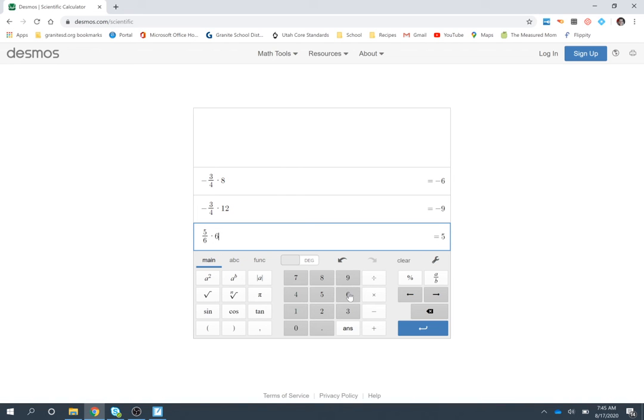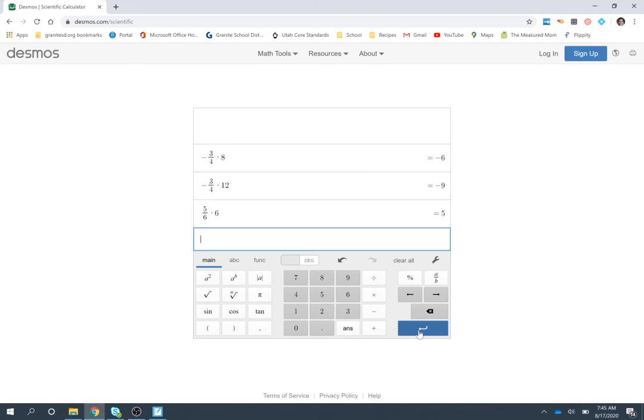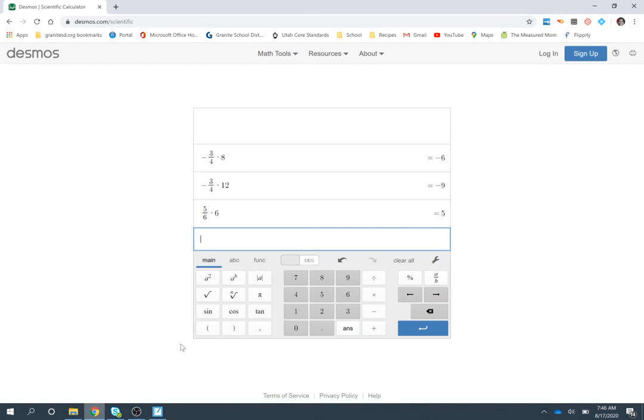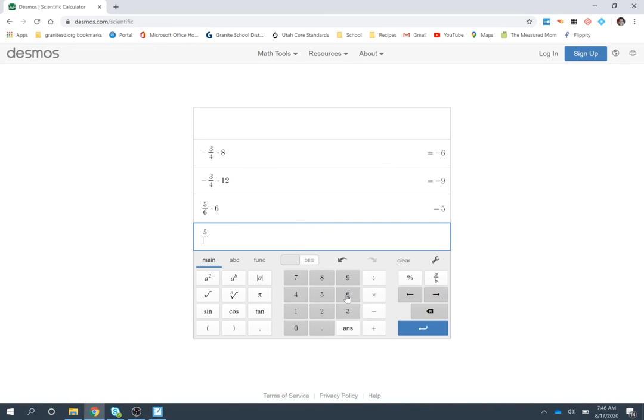Again, don't put the variable on there. That would just make things confusing, and I don't even think this calculator does that. Hit your blue enter button. That's 5. Okay, back over. So 5/6 times 6m is just going to be 5m. Then we're going to take 5/6 times negative 10. Again, I don't really want to deal with this. So 5 divided by 6 out to the side times negative 10.